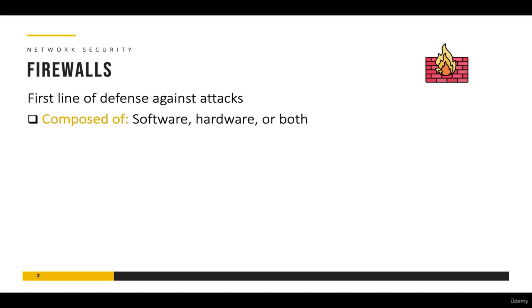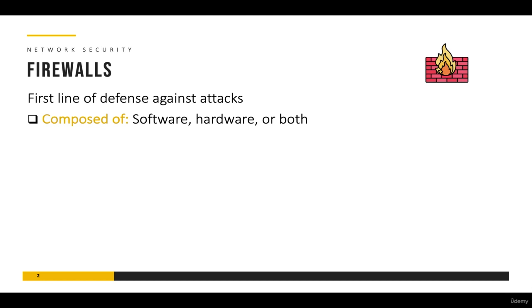Now firewalls can be composed of software, hardware or both. We can have firewalls which are just built on software. They're cheaper, more flexible. Then we have firewalls which are built on hardware, so they have their own dedicated hardware. For example, for a software-based firewall, you could perhaps install the software on your gateway node. But hardware-based firewalls have their own dedicated hardware, and both have pros and cons.